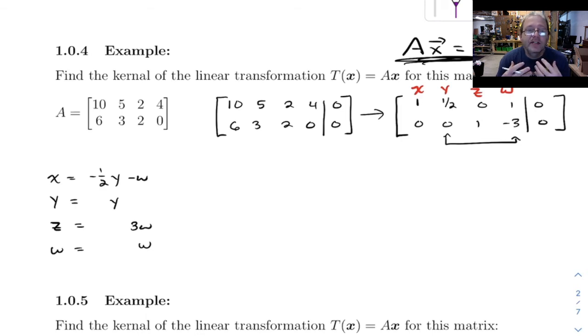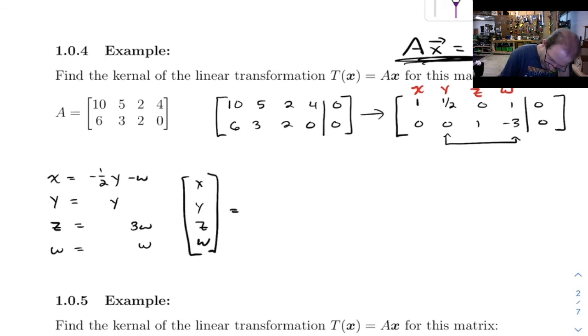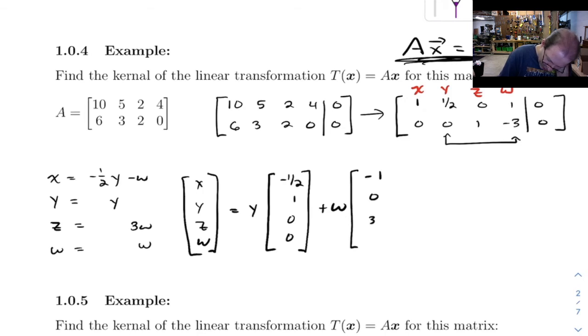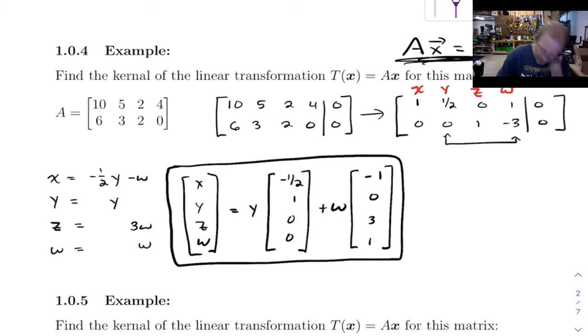Now, I'm going to show you two different ways to write out the kernel. The way that I tend to do it, I like to write it like this. We get X, Y, Z, W. The elements of the kernel are going to look like this: Y times minus 1/2, 1, 0, 0, plus W times negative 1, 0, 3, 1. So you could say that this is the kernel.